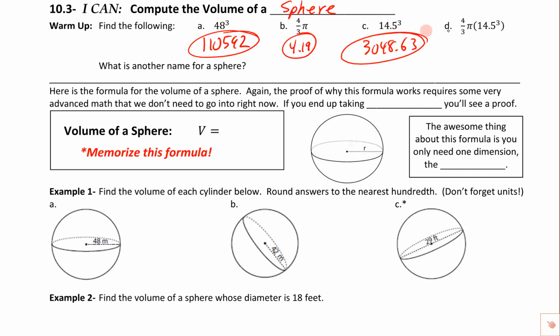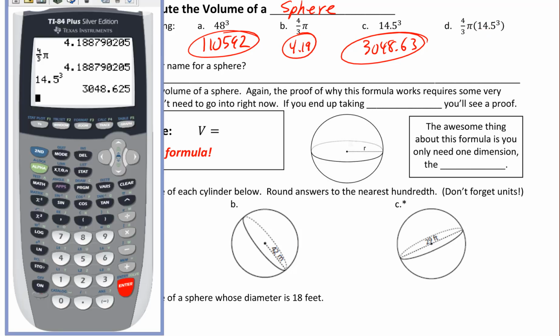And now it looks like we're going to put all this stuff together. So let's take a look at that. Let's type this in. Again, because this is all multiplication here, I'm going to do the 4 divided by 3. So 4 divided by 3. And then we're going to multiply it by pi. And then we're going to do parentheses, and we're going to do 14.5, and we're going to cube that. So raise that to the 3rd power. Now, when you hit that caret key, it's going to stay up there in the exponent until you drop down. So we have to hit the right arrow, and then we can close our set of parentheses.